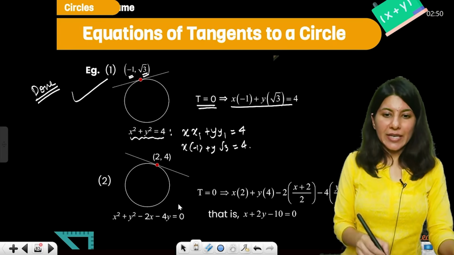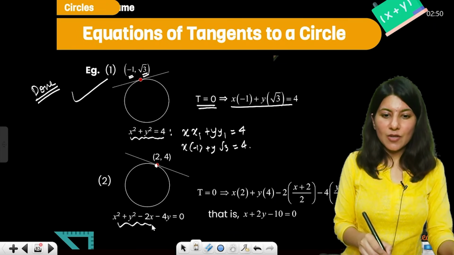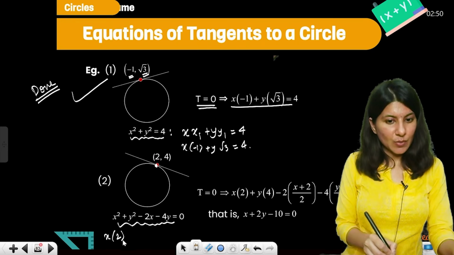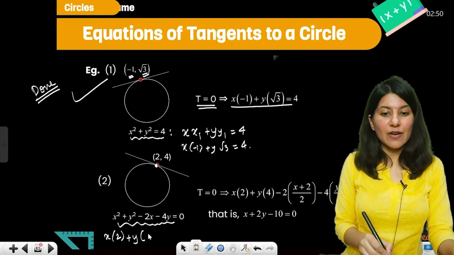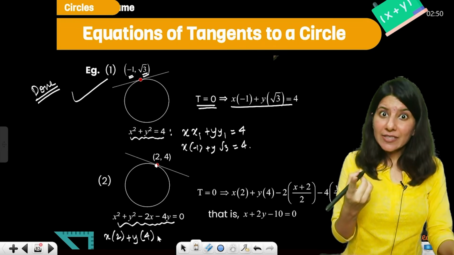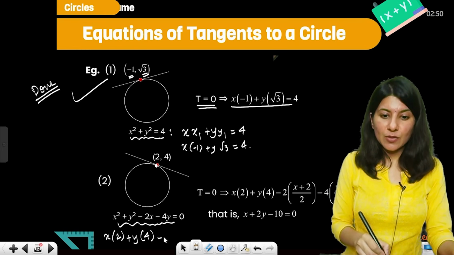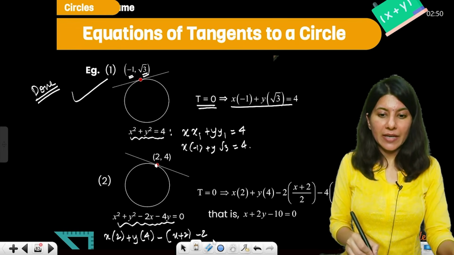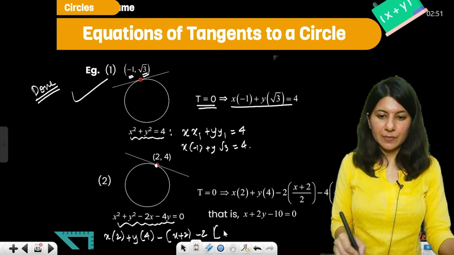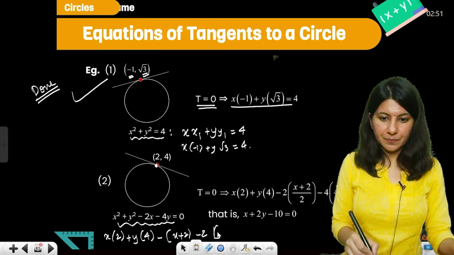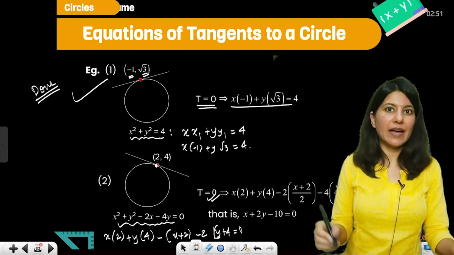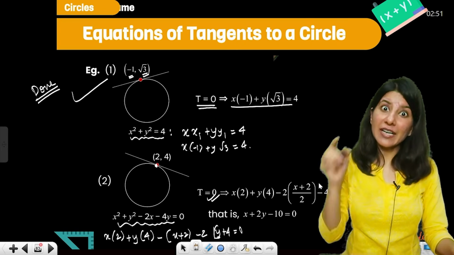Okay. Now again the same thing, 2 comma 4 is the point. This is your equation of circle. Again, x x1 plus y y1. Now 2x will get replaced by x plus x1, so minus x plus 2. 2y will get replaced by, tell me, y plus 4. And if you solve it, you will get this, and this will be your equation of tangent at 2 comma 4.